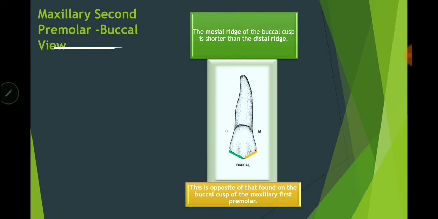And so the buccal view of the maxillary second premolar: the mesial ridge of the buccal cusp is shorter than the distal ridge of the buccal cusp. So remember, the maxillary first premolar is different. The mesial ridge of the buccal cusp is longer than the distal ridge in the maxillary first premolar, but in the maxillary second premolar, the mesial ridge of the buccal cusp is shorter than the distal ridge. Keep that in mind. This is opposite to what is found in the maxillary first premolar.